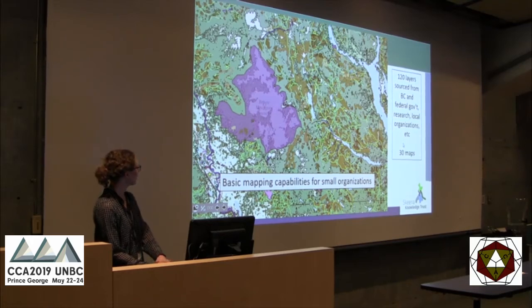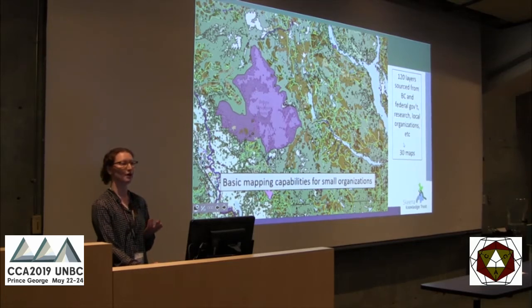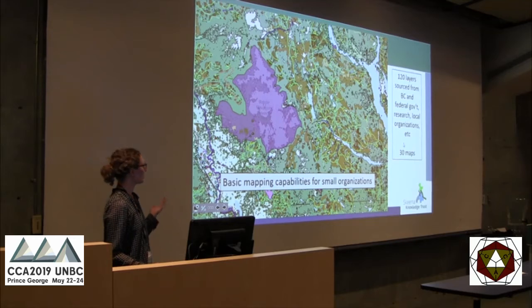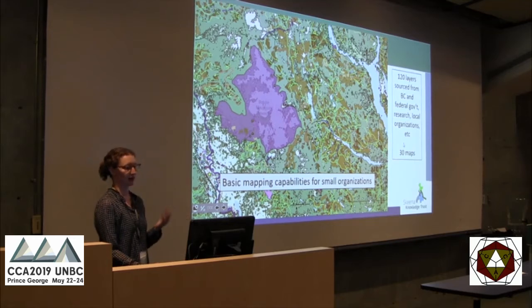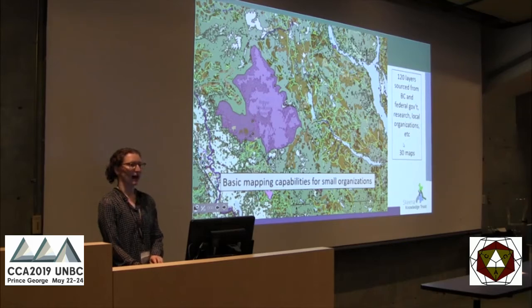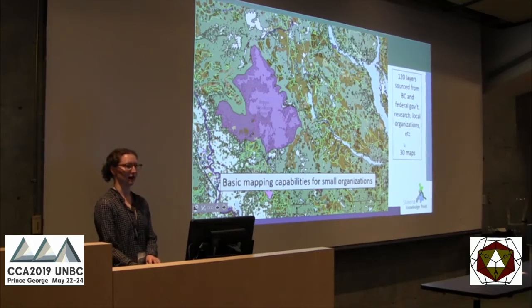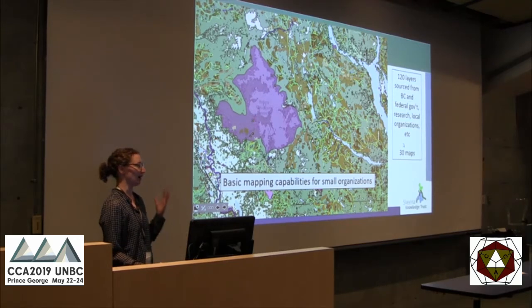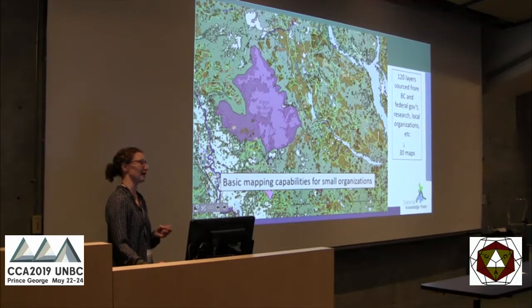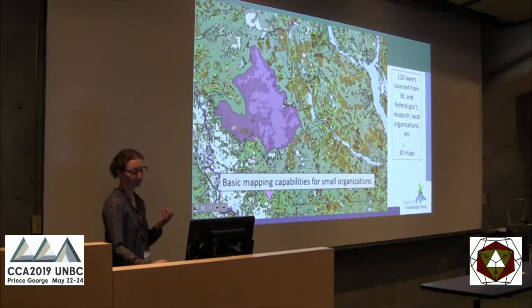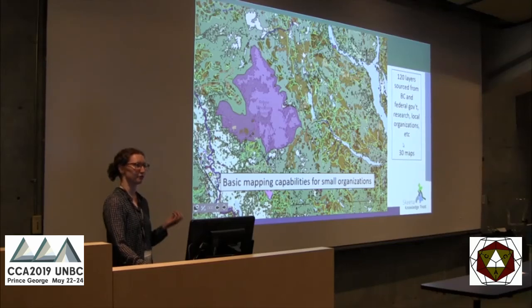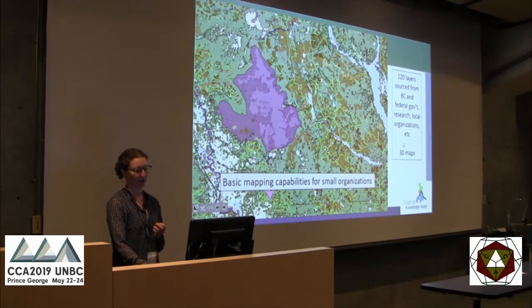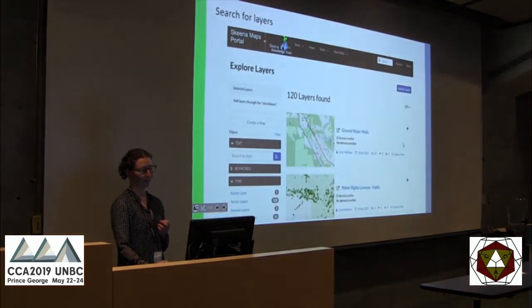And the overall goal of this project is to provide basic mapping capabilities for small organizations. So a lot of smaller organizations, maybe local conservation organizations, some First Nations governments, lack internal GIS capacity. It's expensive to have a GIS technician in-house, and having maps created by consultants is also expensive. But these organizations often have a lot of spatial information needs. So the goal is to provide not a full GIS system, but some basic mapping capacity in an easy-to-use format.